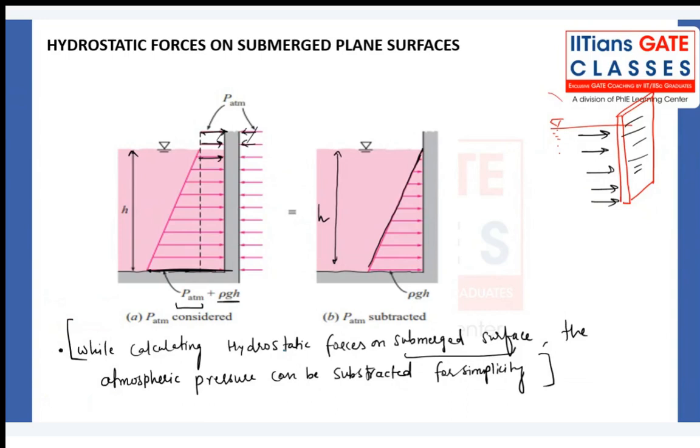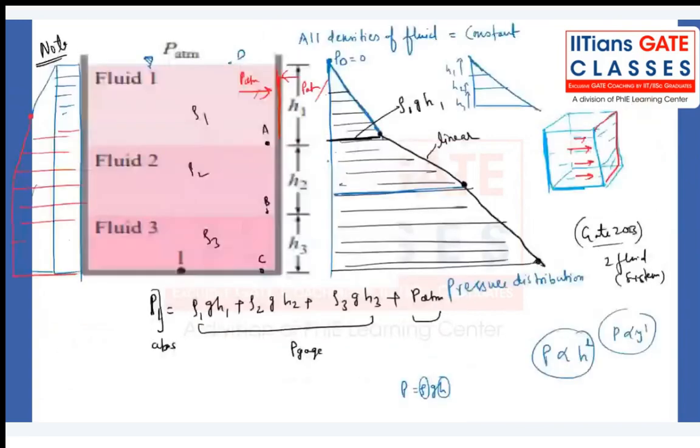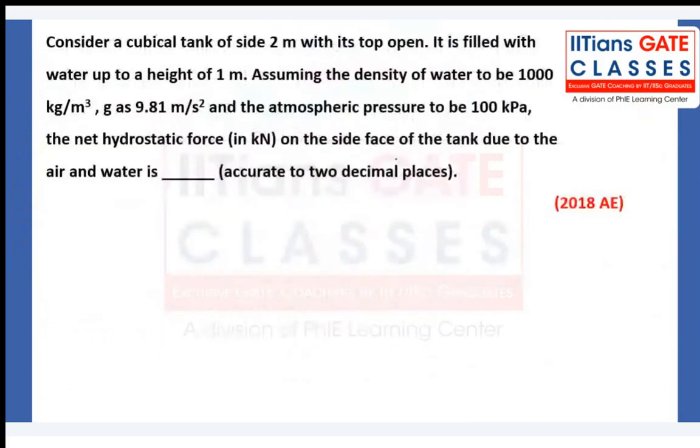Why? Because if I show you the question, see, everything is important in the GATE exam. This is GATE 2018 A paper: consider a cubical tank which is being filled with water up to a height of 1 meter. Assuming the density of water as 1000, g as 9.81, and atmospheric pressure as 100 kilopascal, find the net hydrostatic force on the side face of the tank due to air plus water. If you add the hydrostatic force because of air plus water, the answer is wrong, because atmospheric air is not acting on only one side, it is acting on both sides. That was given for 2 marks.